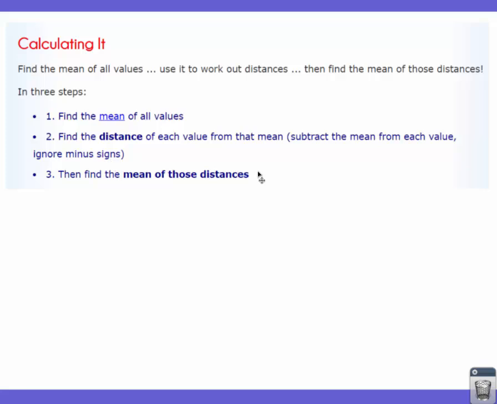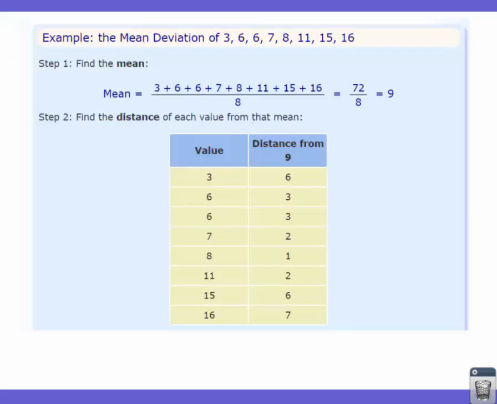Then we need to find the mean of those distances. So we take those distances, the distance each number is away from the mean, add those together and divide by, again, how many numbers we had in our data set. So let's look at an example. We have the data of 3, 6, 6, 7, 8, 11, 15, and 16. First thing we do, step 1, find the mean of our data. So we add all these points together, we get 72. There are 8 data points, so I divide that by 8, and I end up with 9 as my mean.